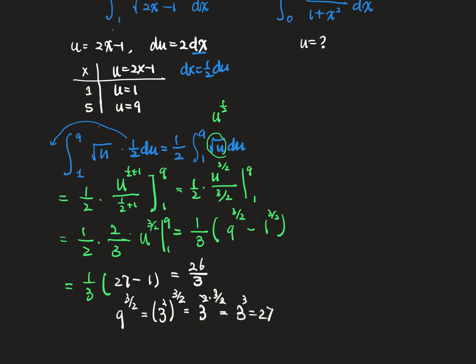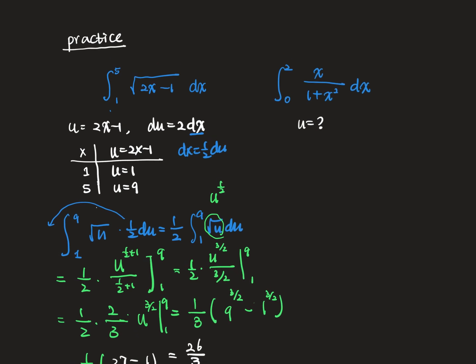Okay, next one. Did you find it? So here, you're gonna be, I hope you find it, 1 plus x squared. You think about why. du gonna be 2x dx. You have two options, guys. Make sure you have two options here. 1 plus x squared or x.